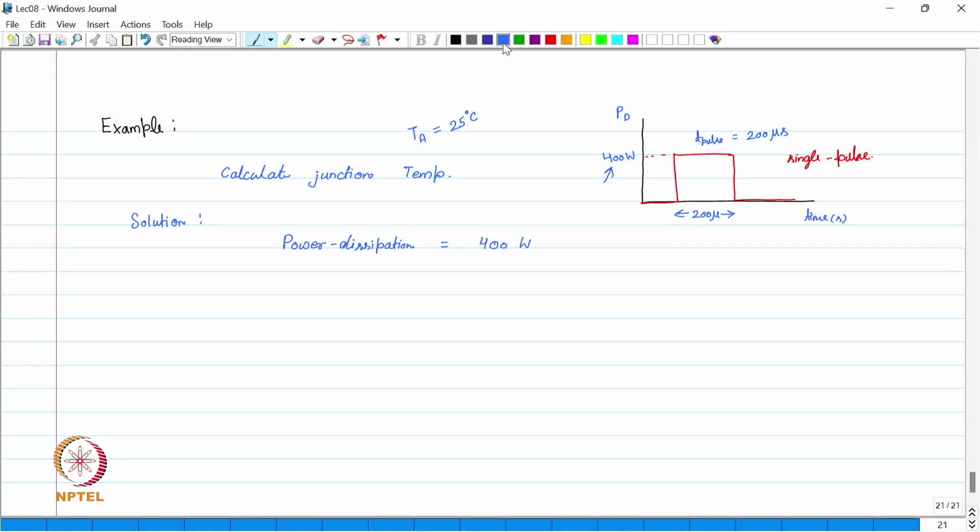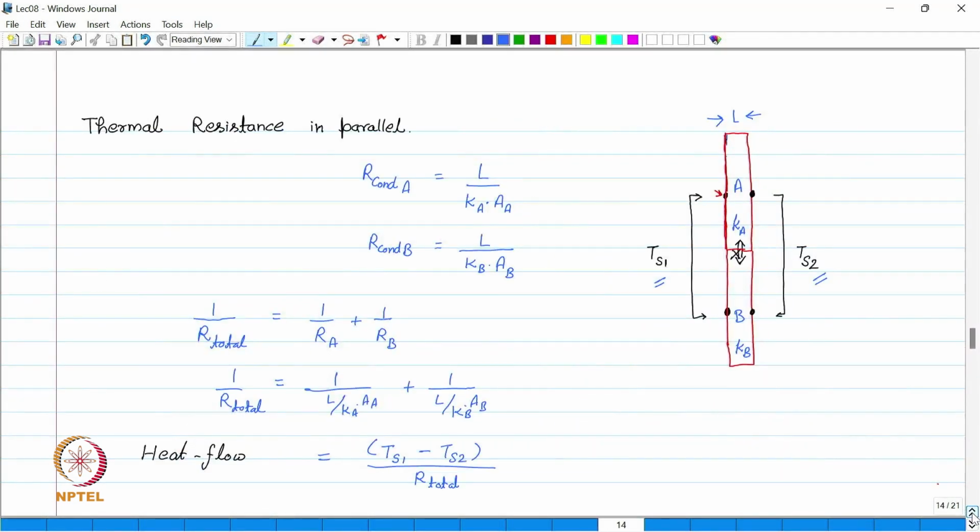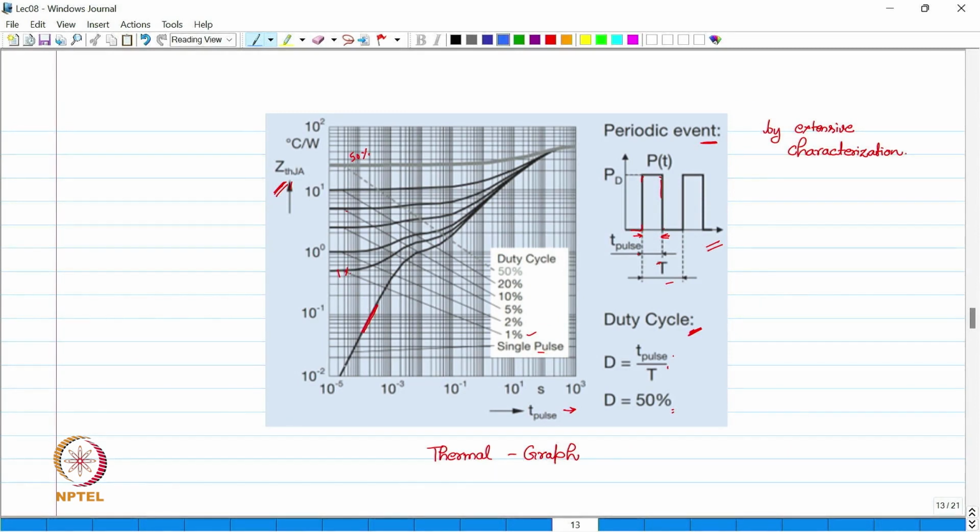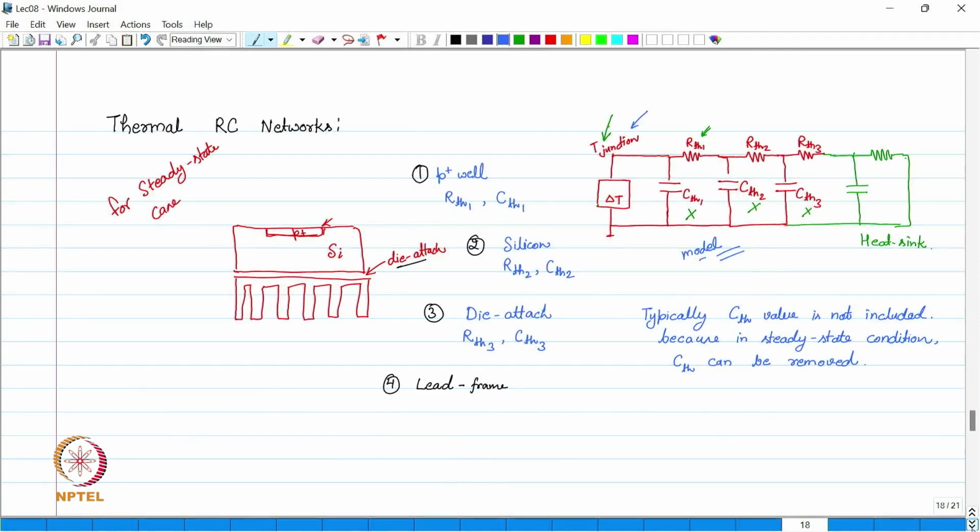We need to calculate the thermal resistance of this for 200 microsecond. So let's go to the thermal graph. This is the thermal graph, and for single pulse we need to take this graph, which is for this single case, and we can see for 200 microsecond, here it is around 200 microsecond, the value will be around 0.083 degree centigrade per watt. So this we can calculate 0.083 through this thermal graph, and we take this back to our calculation.